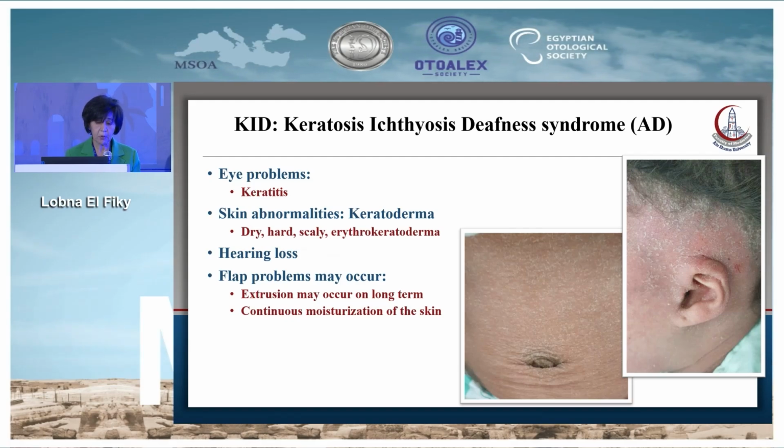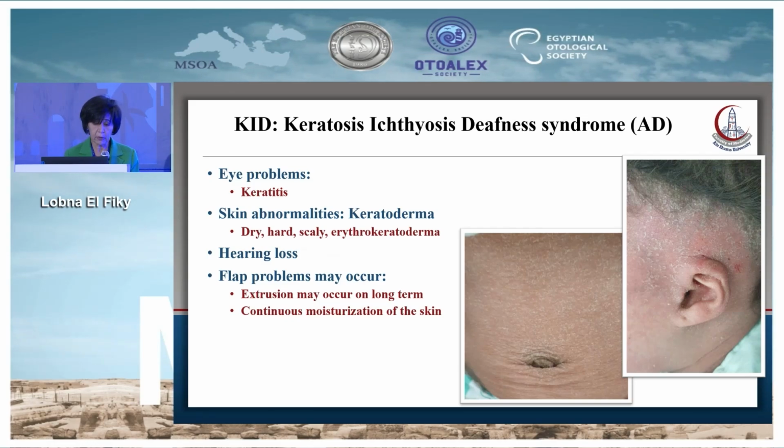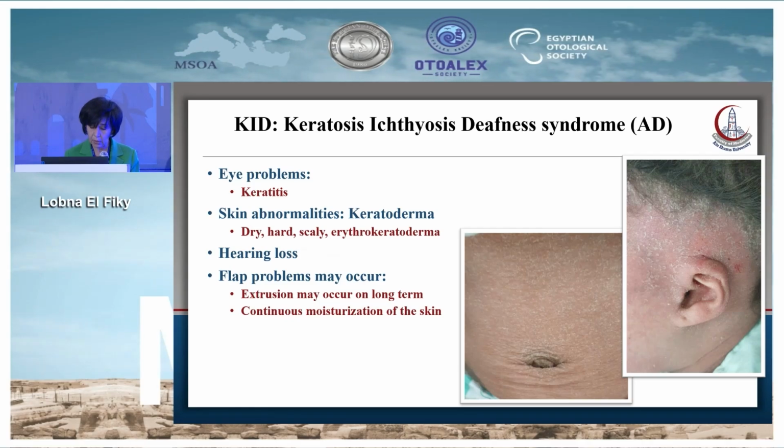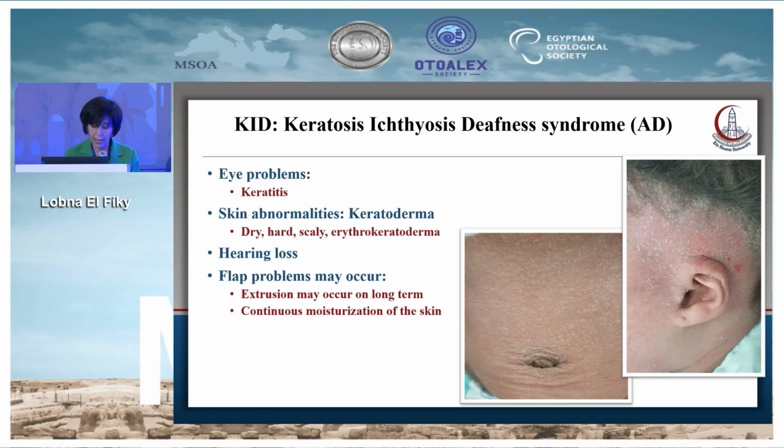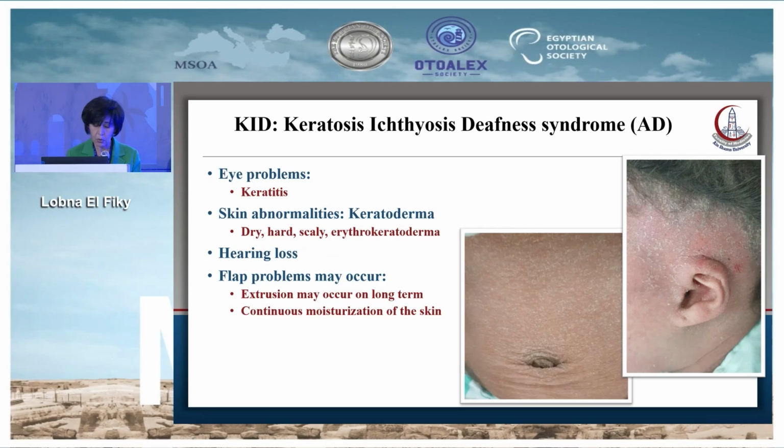Of course, flap problems may occur and exclusion can occur even in the long term because they use medical treatment and basically local lotions all over the body, and part of it is the skin of the scalp over the device. So we have to have continuous moisturization of the skin. And the other problem is they will develop eye problems at any time of their life. So it's much better to have a bilateral implantation as early as possible.